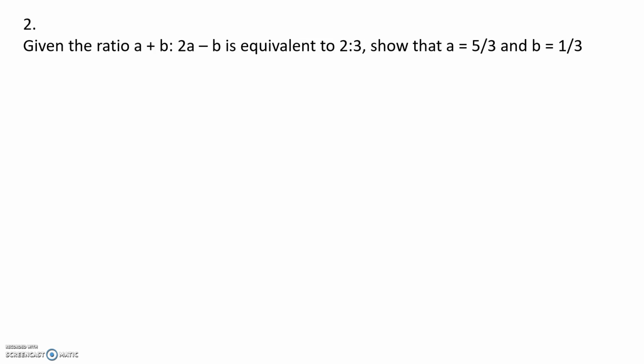Now, as soon as it says show that, some people are always tempted to substitute those values in. Right, we can't do that. If we're trying to show that a is that and b is that, we've got to get to that as our end point without using those values. So we know what we're aiming for, we can't use those straight away. Okay, what we can do though is say that a plus b to 2a minus b is equivalent to 2 thirds. So let's let a plus b equal 2, and let's let 2a subtract b equal 3.